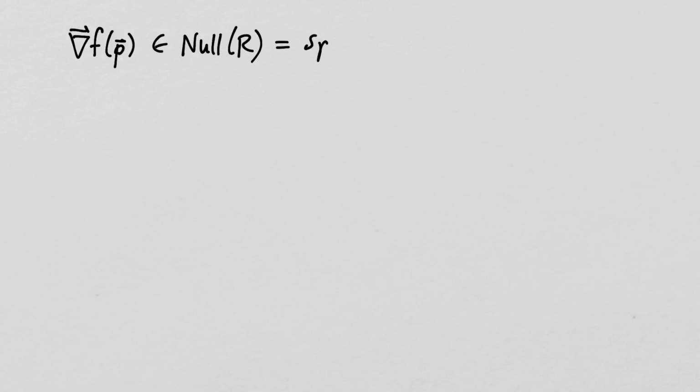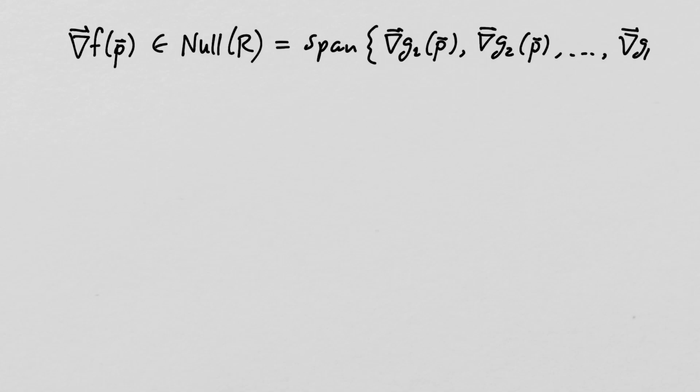All right, well, where are we now? We previously proved that the gradient of f at the point P belongs to that null space. And we now know that that null space is exactly the span of its basis, which is the list of gradients of g1, g2, through gk at the point P. Well, what does it mean to belong to the span of a bunch of vectors? It means that the gradient of f at P is exactly a linear combination.